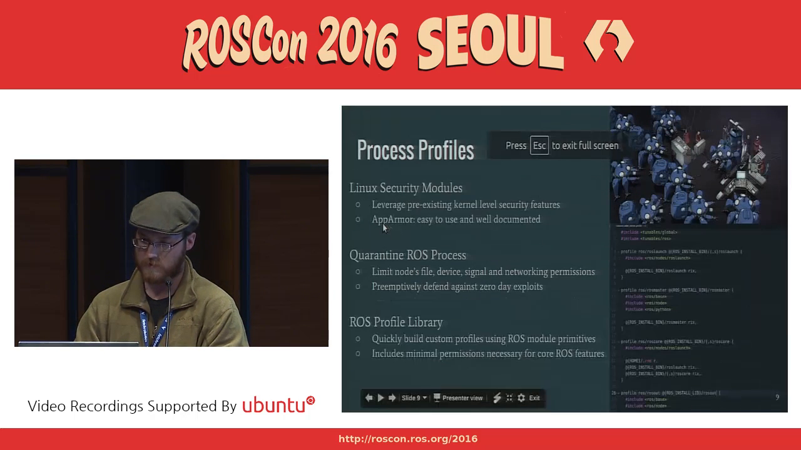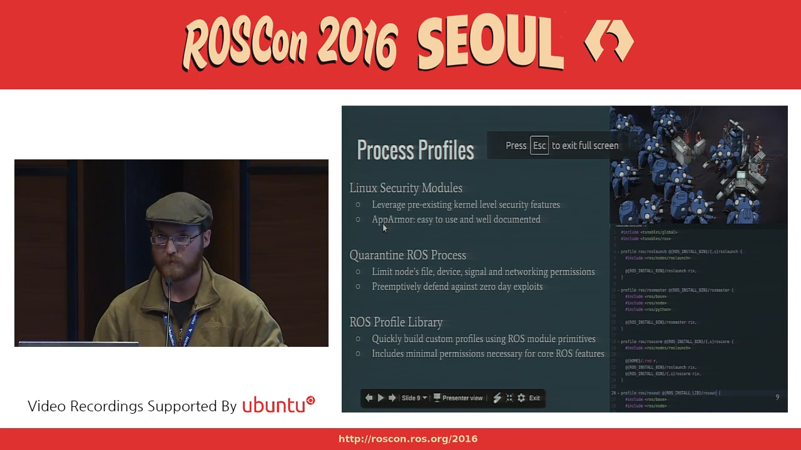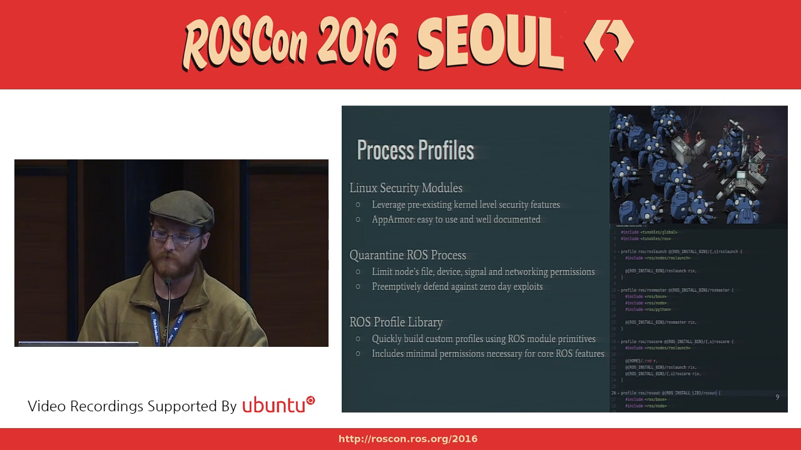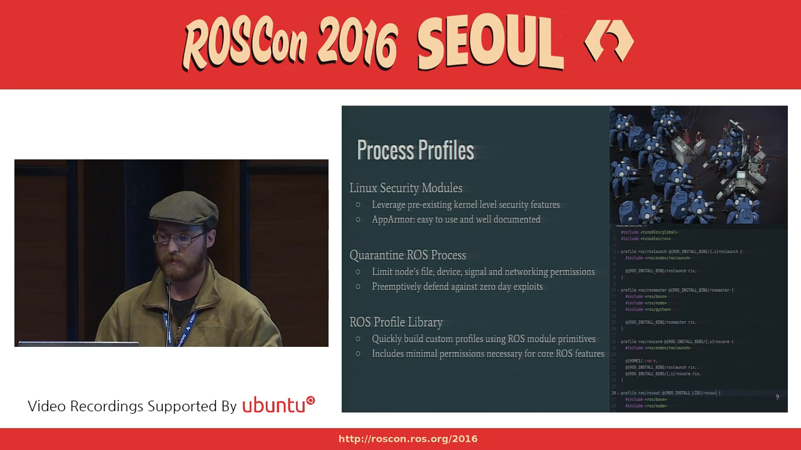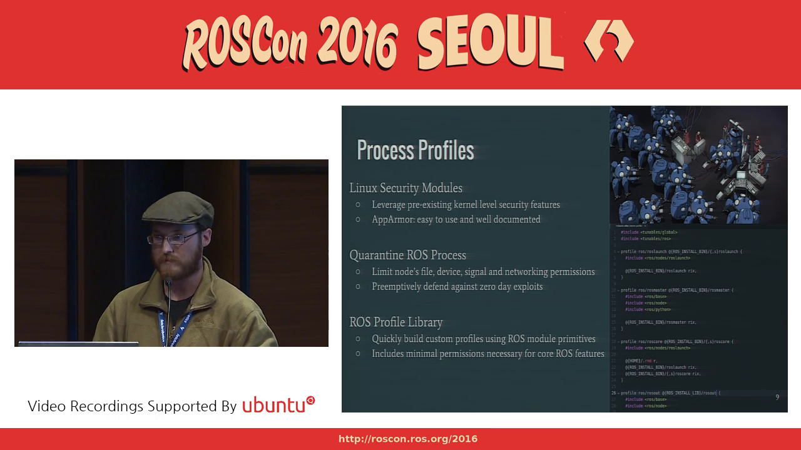All right. So process profiles. And so what we're doing here is we're taking account for the onboard processes. So there's a thing called Linux security modules, and what those do is they leverage pre-existing kernel level security features. And there's two big popular ones, SELinux and AppArmor. What we've done here is we're just using AppArmor for its easy user access, and it's also pretty well documented. The other thing is Ubuntu and Canonical already have it in Ubuntu, so it's easy to start for most ROS users there. What you can do there is you can quarantine ROS processes.